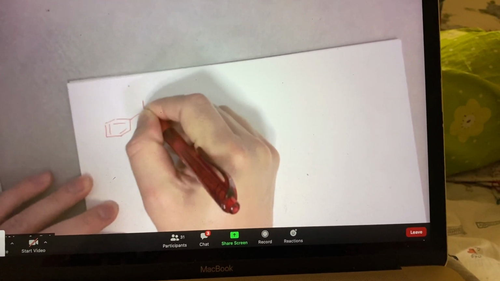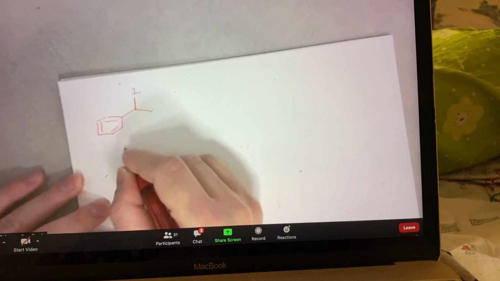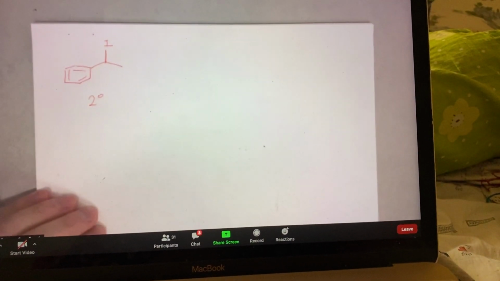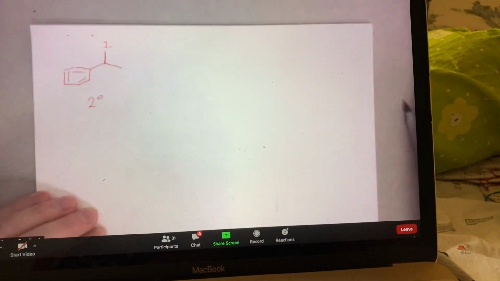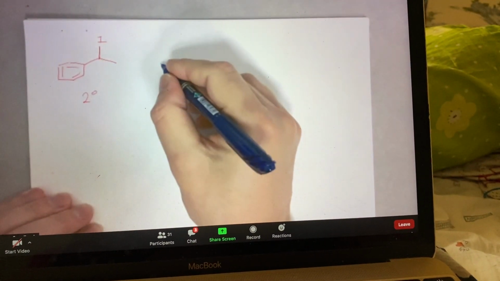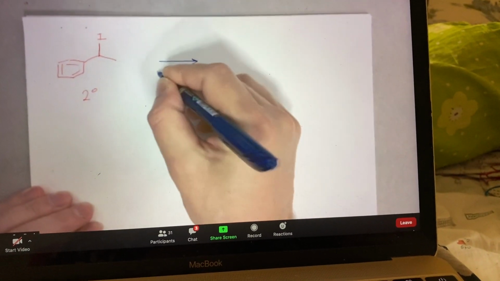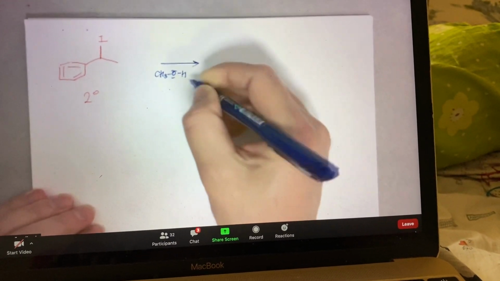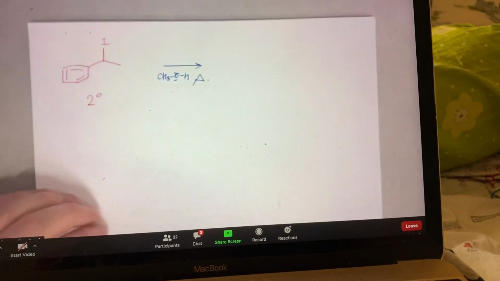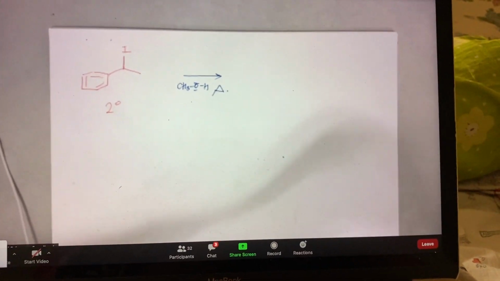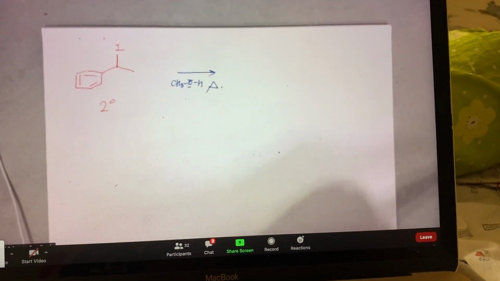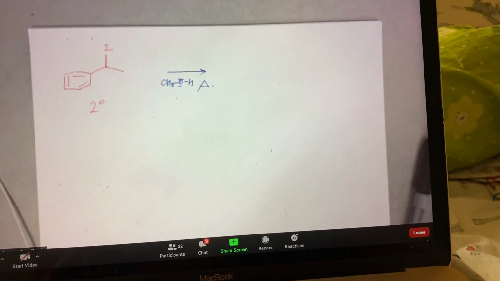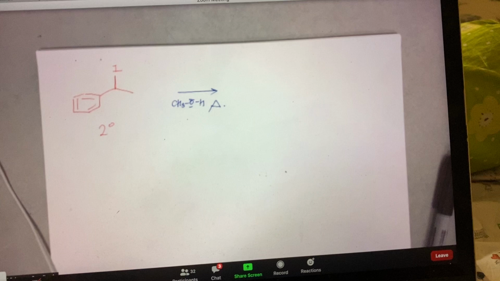I'm going to draw a leaving group on it. Put iodine here. And this will be a secondary substrate that I'm interested in working with right now. I'm going to draw this reaction something like this. And we're going to think about this particular reaction in the context of whether it's SN2 or SN1.